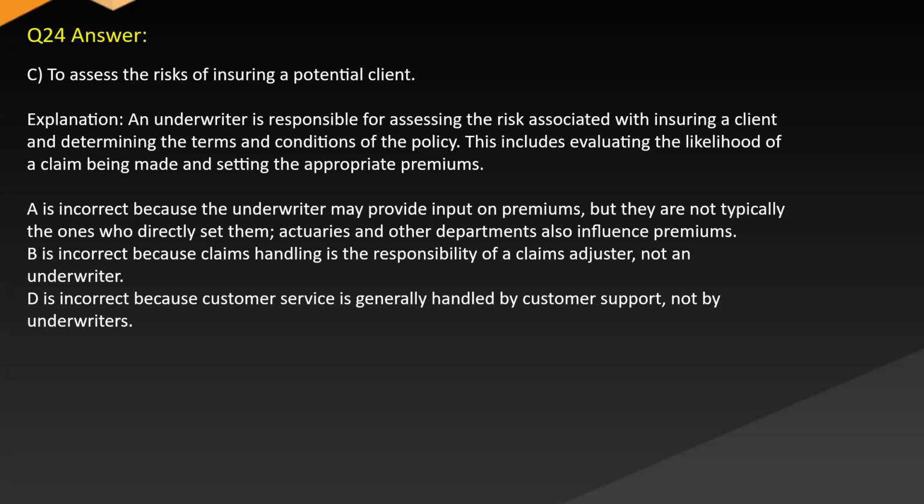Answer: C. To assess the risks of insuring a potential client. Explanation: an underwriter is responsible for assessing the risk associated with insuring a client and determining the terms and conditions of the policy. This includes evaluating the likelihood of a claim being made and setting the appropriate premiums. A is incorrect because the underwriter may provide input on premiums, but they are not typically the ones who directly set them. Actuaries and other departments also influence premiums.